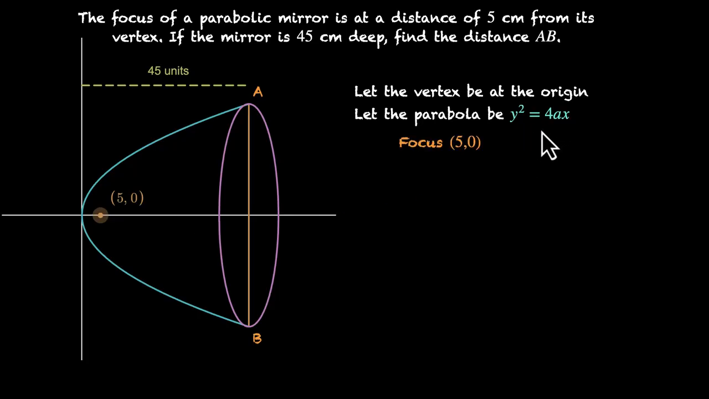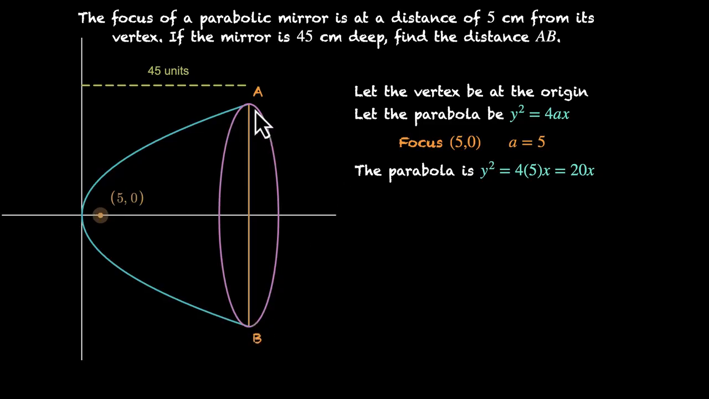Because the focus for y² = 4ax is (a, 0). Comparing this gives us a = 5. Which means the equation of this parabola is actually y² = 4 times 5 times x. That's y² = 20x. So now we have the equation of the parabola.